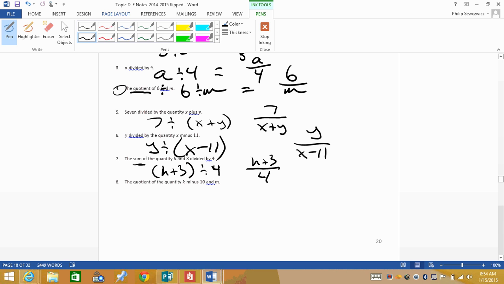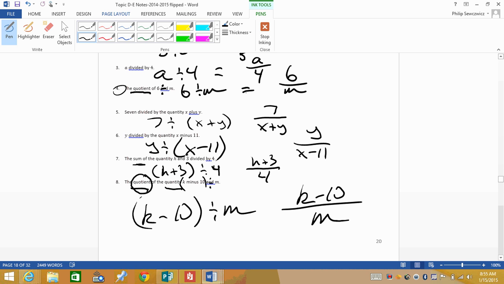Try the last one there. Hit pause if you need to, or just wait for the dramatics to end here. Quotient. I see quantity as well. So when quotient appears, I know that's division. And remember, that word "and" gets changed to your division symbol. I see quantity, which means I'm going to get ready to use parentheses. So k minus 10 wrapped in parentheses, divided by m. So we're going to finish off with k minus 10, all of it divided by the m that we've got.